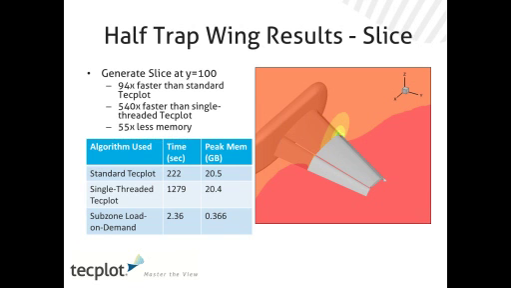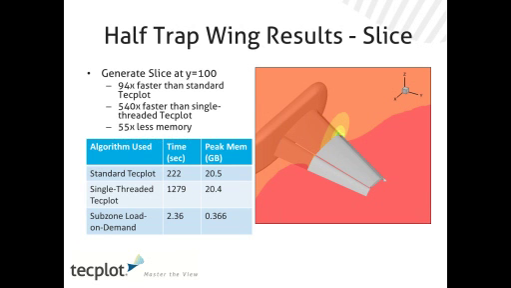Here's a particular sample that we've run recently. We have what we call a half trap wing. You can see the picture of the geometry with a slice that we've generated through the data. And then in the table on the lower left side, we have some timings. With our most recent released version of Tecplot 360, this layout took 222 seconds to load with a peak memory usage of just over 20 gigabytes.